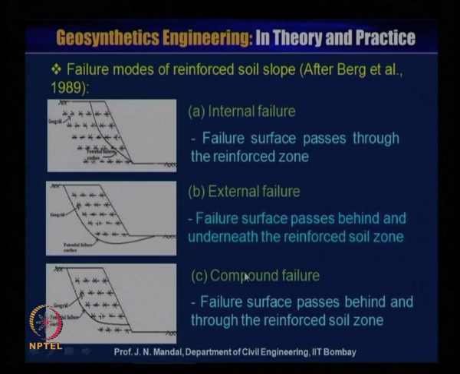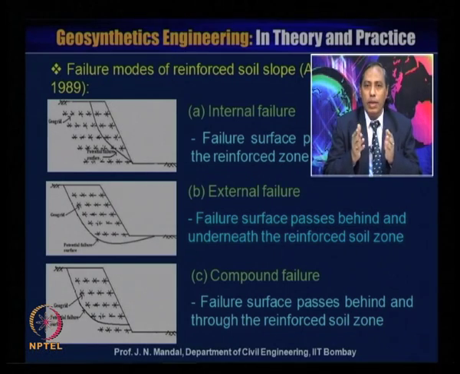Now, the failure modes of a reinforced soil slope, after Berg et al. 1989: there is a possibility of internal failure, external failure, and compound failure. This is the internal failure, that means the failure surface passes through the reinforced zone. This is the external failure, where the failure surface passes behind and underneath the reinforced soil zone. And compound failure, where the failure surface passes behind and through the reinforced soil zone. So, there are different types of failure.